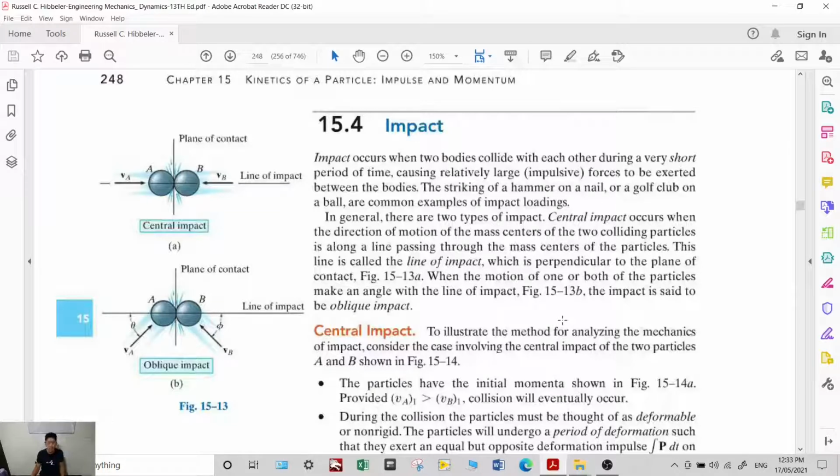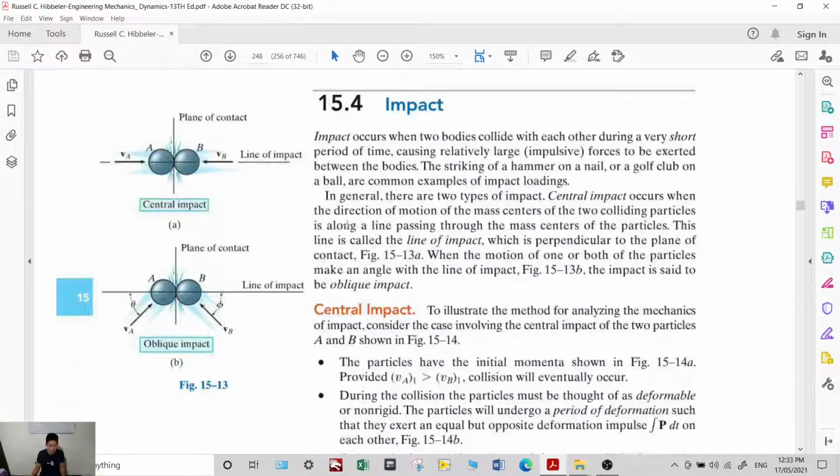So, one of the examples is when you strike a hammer on a nail, or when you strike a golf club on a golf ball. So these are examples of impact loadings. Basically, there are two types of impact. We have central impact and oblique impact.